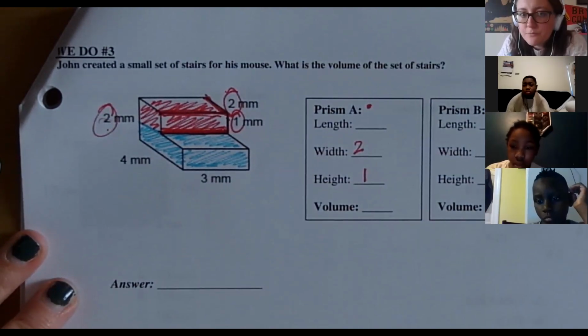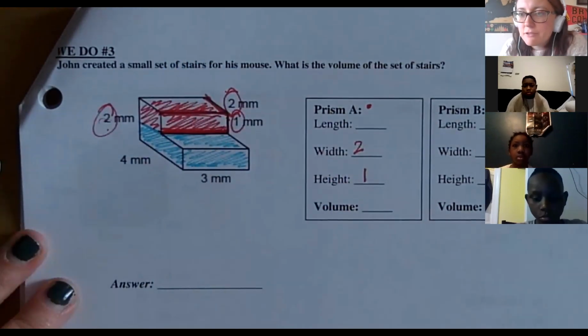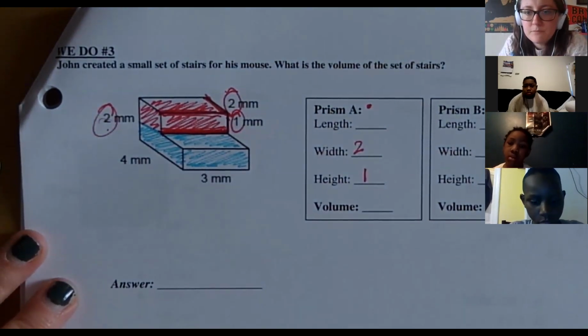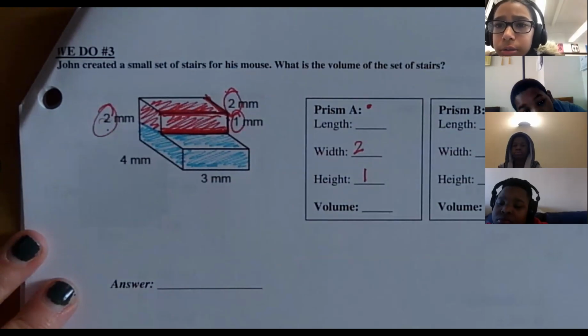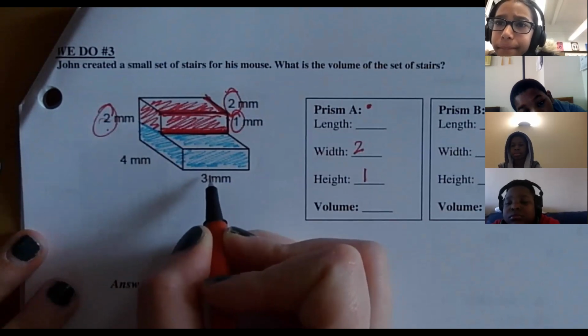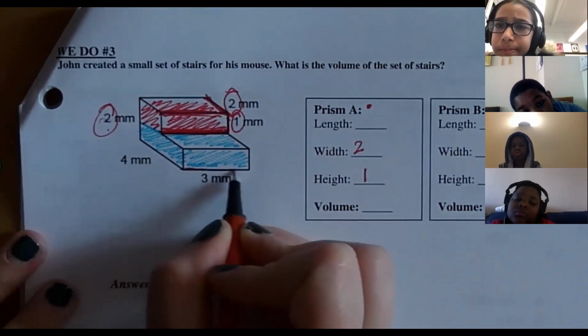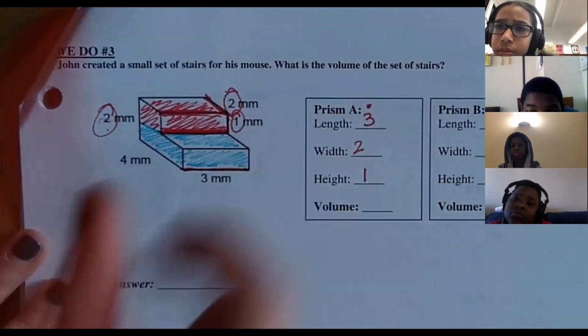Kareem, you need to be evaluating. So if it stays the same length the entire time, where could I get my length from? Haley? The blue parts, we could see that it's 3. Great. If the length of the red prism and the length of the blue prism are the same, then I can get the length of the blue prism. And Haley just told us the length of the blue prism is 3. If the length is the same, I can get it from the other prism.